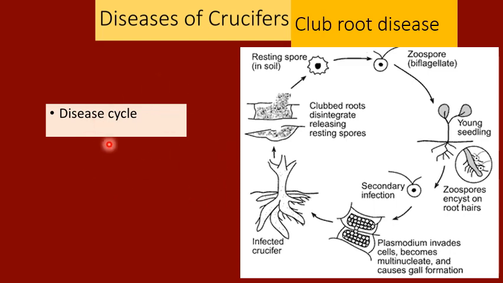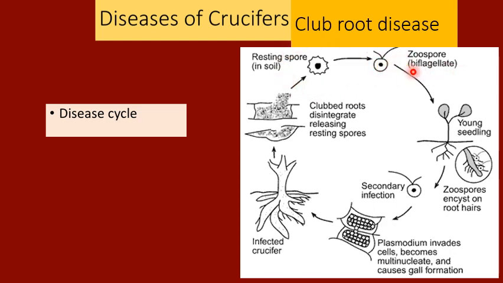Here also you can see the disease cycle of clubroot disease very simply. And this is the infected crucifer. Then rupture in the infected crucifer. Then what will happen? Resting spores coming out. These are the resting spores in soil. Then these resting spores can produce the biflagellate zoospores.